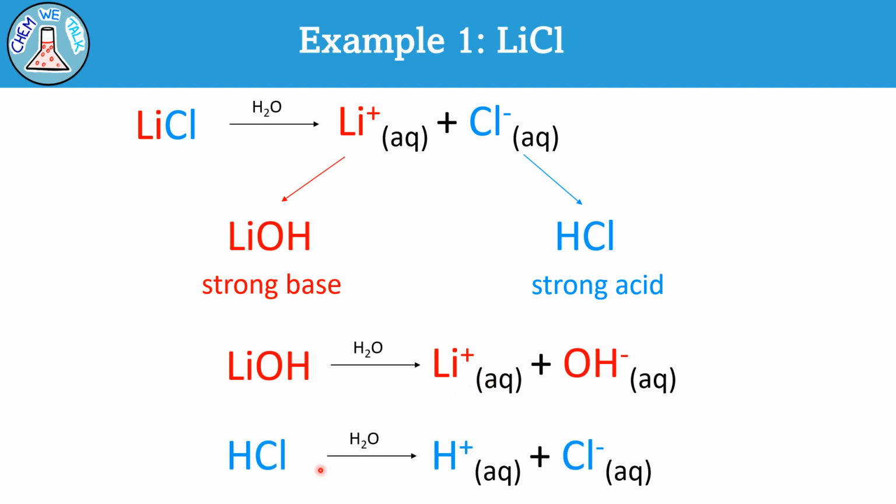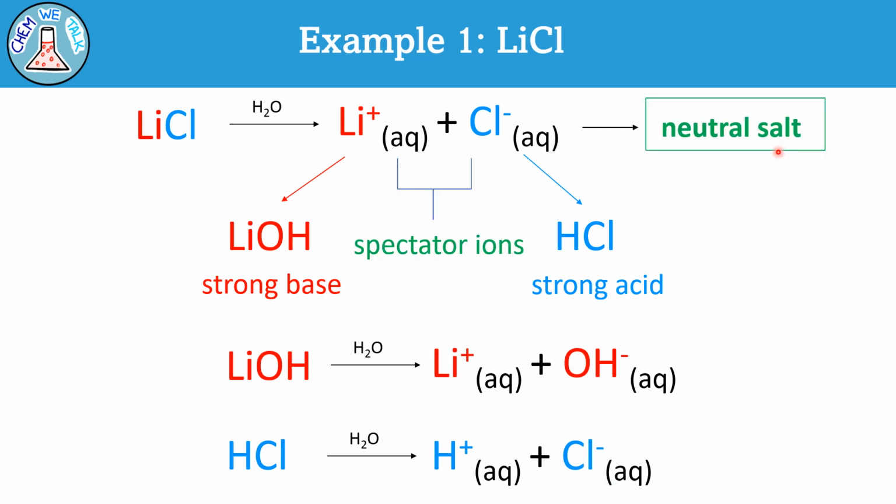Same thing happens with HCl. HCl in water would split and produce H+ and Cl- in a single arrow reaction, which means that once the H+ is formed, it doesn't react back, as well as the Cl-. So the Cl- does not react back to produce HCl, which means it is a spectator ion as well. And we get what's called a neutral salt.